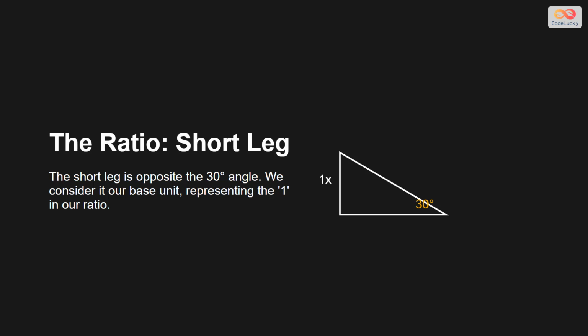The short leg is always opposite the smallest angle, which is the 30-degree angle. We use this side as our starting point. Think of its length as 1 unit, or x.